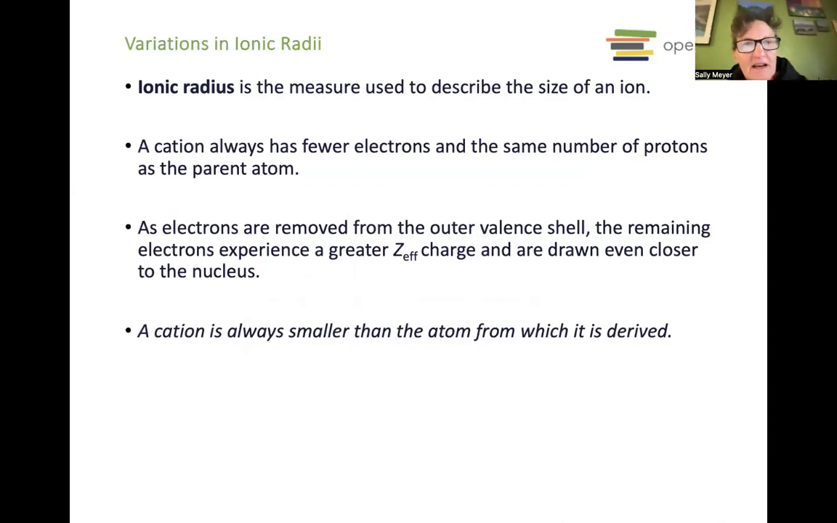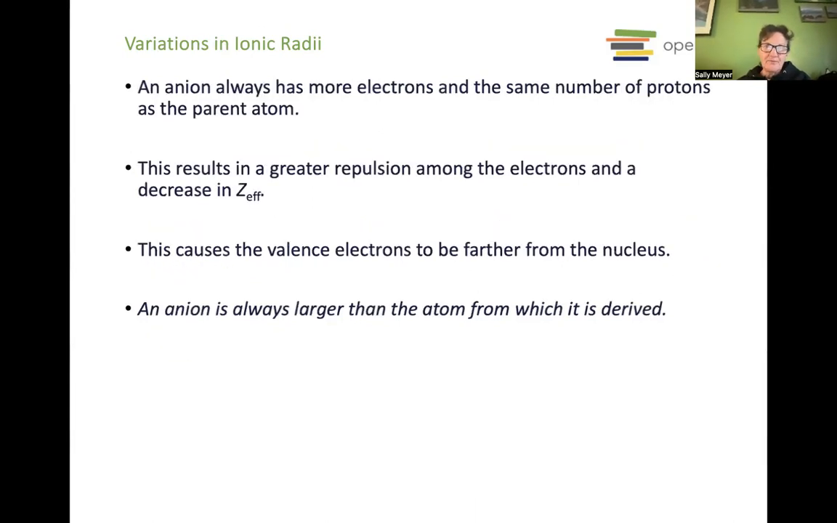So when you look at ionic radii, it's slightly different. The ionic radius is the measure used to describe the size of an ion. And a cation always has fewer electrons than the same number of protons as the parent atom. And so as electrons are removed from the outer valence shell, the remaining electrons experience a greater Z effective charge and are drawn even closer to the nucleus. A cation is always smaller than the atom from which it is derived.